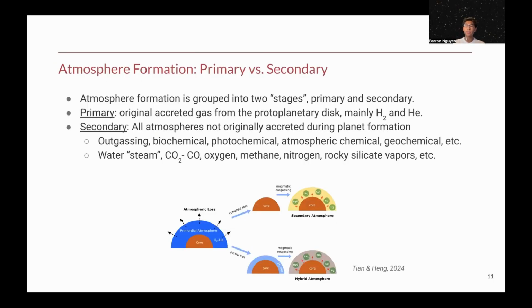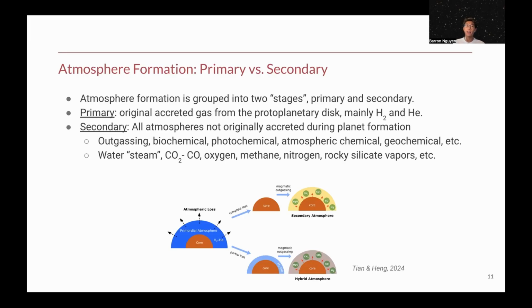So let's look first at the definitions of a primary versus secondary atmosphere. Atmospheres are usually categorized based on their type as well as the stage that they evolve in. So there are two stages, primary and secondary atmospheres. A primary atmosphere is really the original accreted gas from the planet-forming disk, the protoplanetary disk, and it's mainly hydrogen and helium. So the same composition as a star, which is mostly hydrogen and helium. That should be the expected primary atmosphere of an early planet, something like Jupiter or a Saturn-like gas giant planet. So the atmosphere is really heavy in hydrogen and helium.